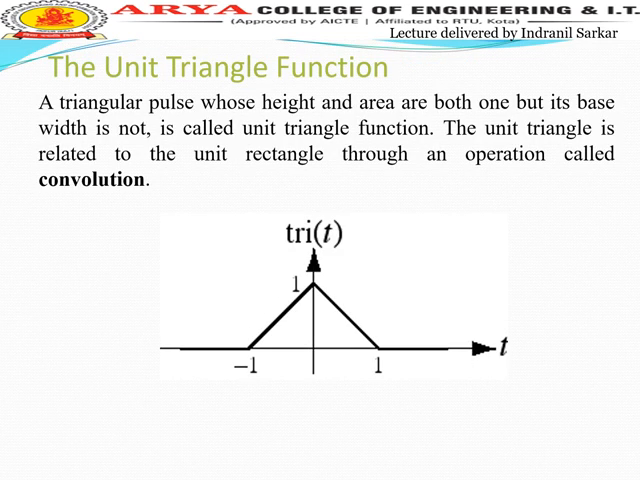The unit triangle function. A triangular impulse whose height and area are both 1 but whose base width is not is called the unit triangle function. The unit triangle is related to the unit rectangle through an operation called convolution, which is represented over here. The tri(t) is represented from minus 1 to plus 1. On both sides we see the ramp function, in the upper side and in the lower side on the right. That means these are two types of ramp function, one on the right path and one on the left path, and its amplitude is 1.